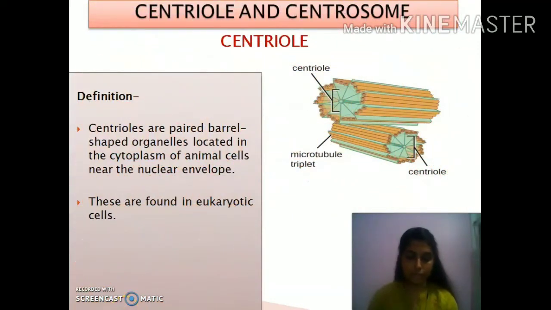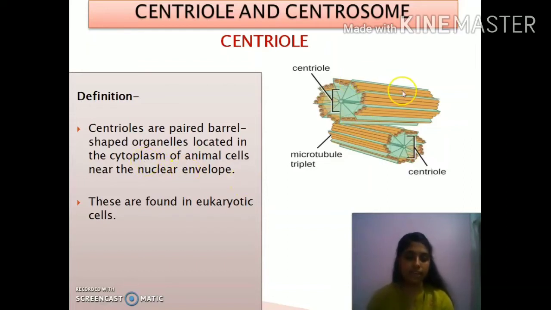Let's move to the next topic, more precisely the last topic of this chapter. That is centriole and centrosome. So first of all, we will discuss centriole and then we will move to the centrosome portion. Clear? So centrioles are nothing but specialized cell organelles which are always present in a pair, and they are barrel shaped or cylindrical in shape and present in the cytoplasm of the animal cells, mainly near the nuclear envelope.